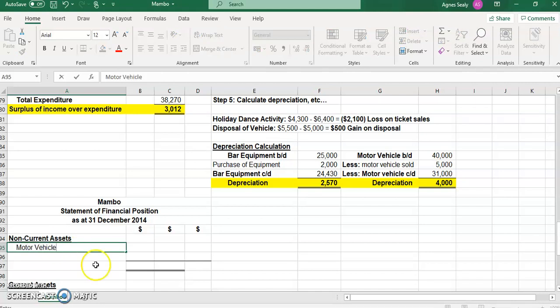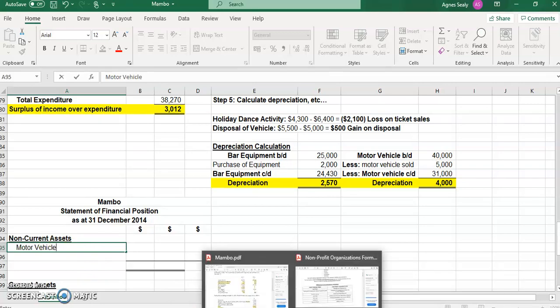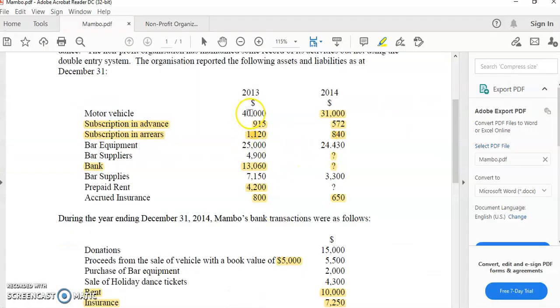And if you go back to the question, the motor vehicle at the beginning, the cost was $40,000. And I'm just putting this in so that you know how to practice doing your statement of financial position by looking at your cost, your depreciation, and then your book value. But I could have also gone straight to my book values and just put in my book values. But I just want to get persons into the habit of recognizing that if you're not given a book value, your cost minus your depreciation will give you your book value at the end.